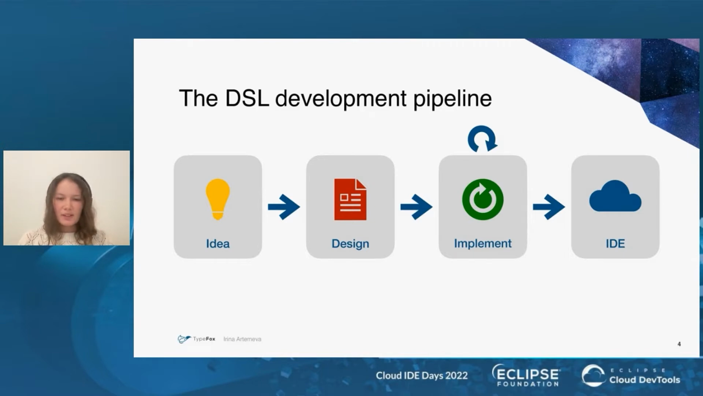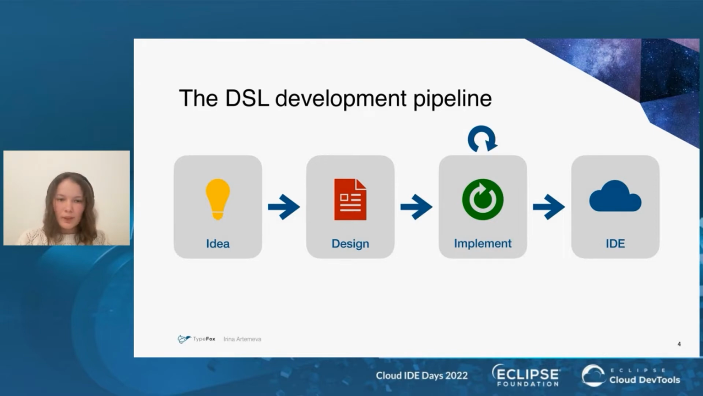The next stage is design, in which you have to think about what your DSL looks like: which keywords it has, which syntax, or the semantics of your DSL, how it can be interpreted. The next stage is implementation. You need to implement your DSL in code, and this stage can be iterative. Finally, in the last stage, you should integrate your DSL in some existing IDE so that people will be able to use it.